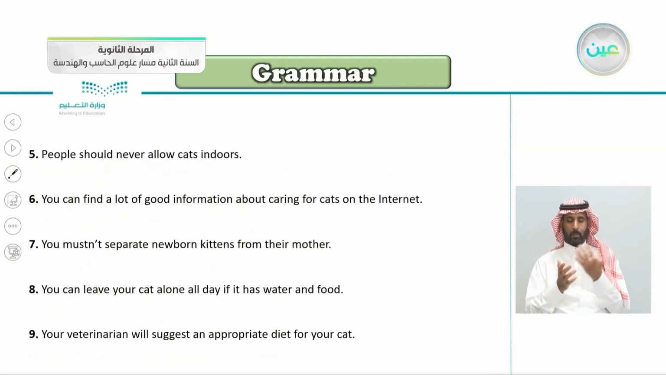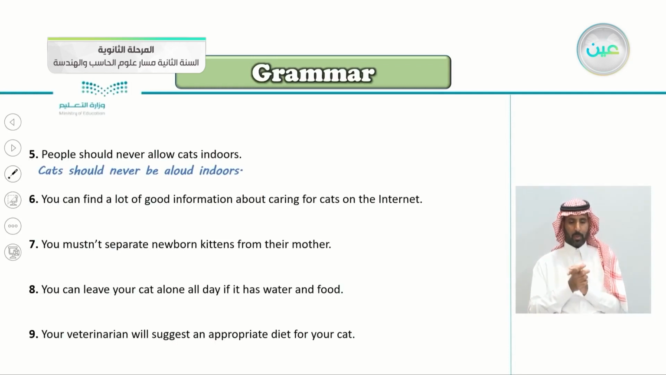Number 5, people should never allow cats indoors. So, yes, very good. Cats should never be allowed indoors.